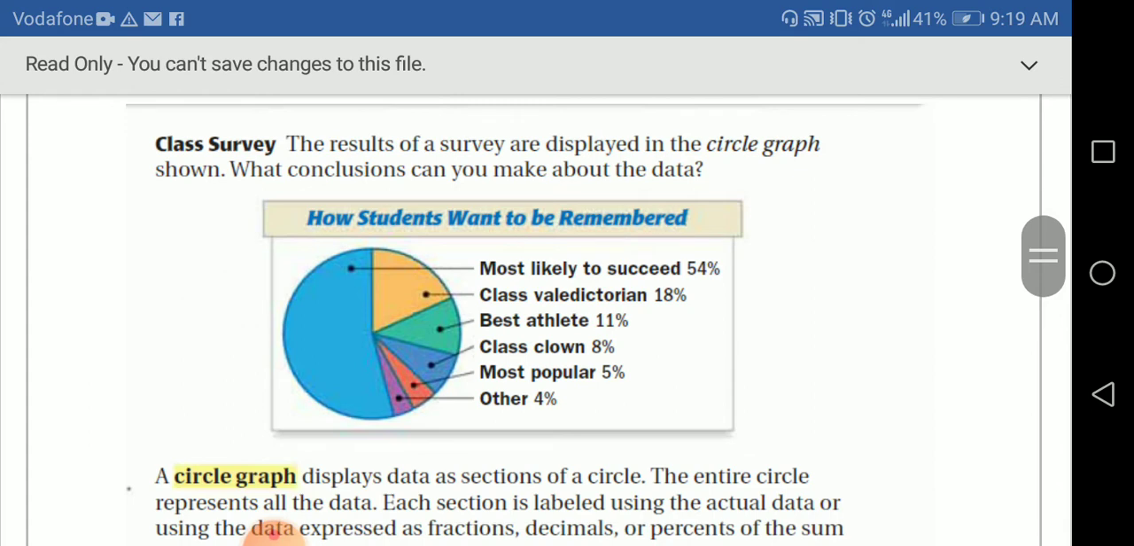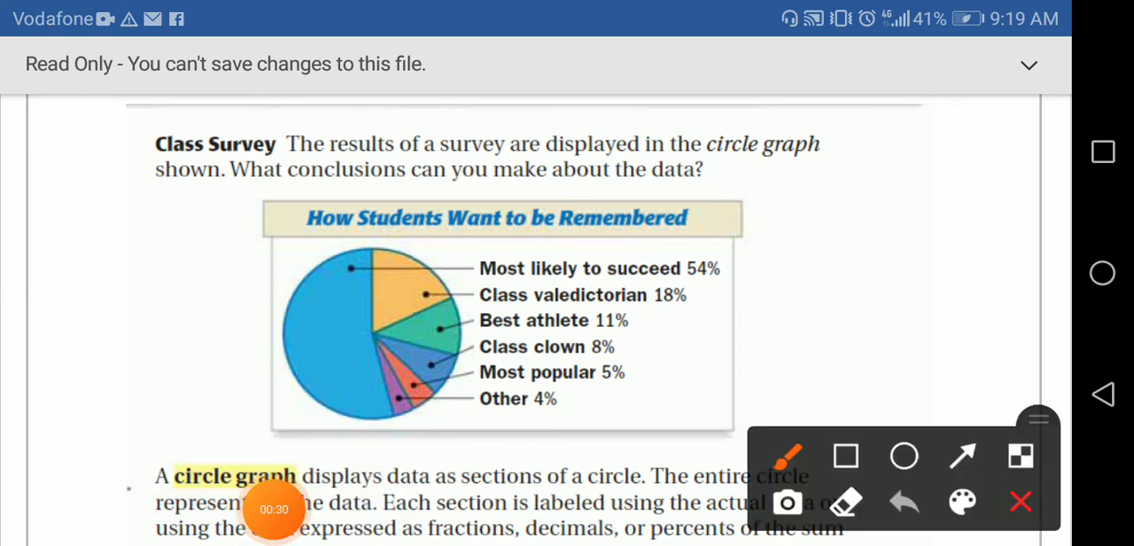Okay, so circle graph. Today it's kind of statistics, so we are going to talk about data. When we talk about data, guys, we are talking about information and how to display this information. So we have here a class survey, for example. The results of the survey are displayed in the circle graph shown here. What conclusions can you make about the data? So when we have some data displayed in a graph, what do I have to do, guys? I have to conclude or have some conclusions on the data.